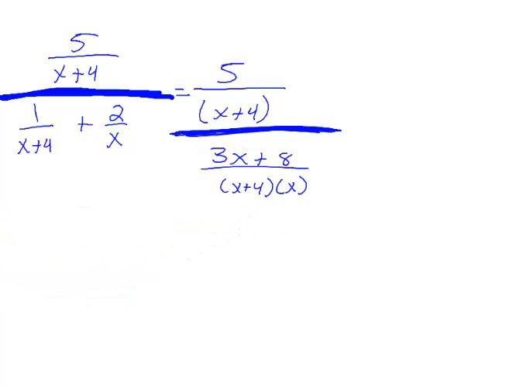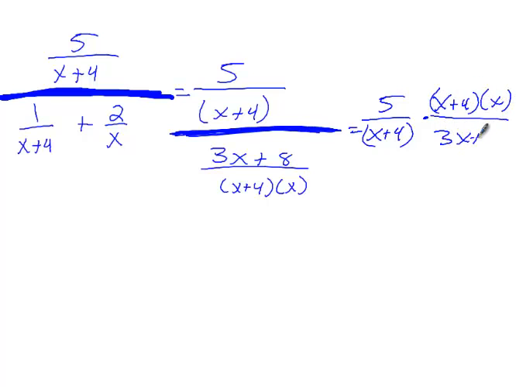So now can everybody see that it's a fraction divided by a fraction? So how do I divide fractions? Multiply by the reciprocal of the denominator. So I get 5 over x plus 4 times the reciprocal of this piece, which is x plus 4 times x all over 3x plus 8. Everybody all right so far? Yes, no, maybe? And this is just like what we did in the last section.